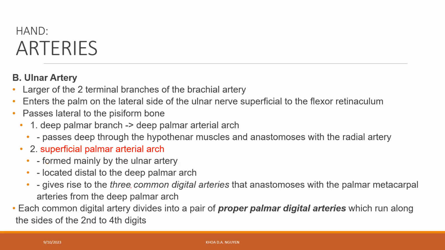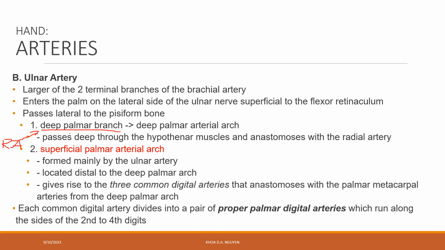Now, the ulnar artery is the larger one, okay? It will enter the palm on the lateral side of the ulnar nerve, superficial to the flexor retinaculum, okay? And when it gets to the hand itself, after it passes lateral to the pisiform bone, it will form these two branches. Number one, the deep palmar branch, okay? Remember, the deep palmar arch is mostly what?